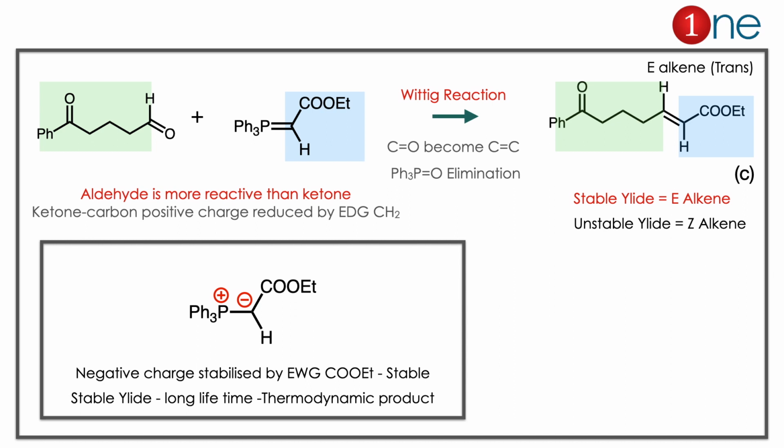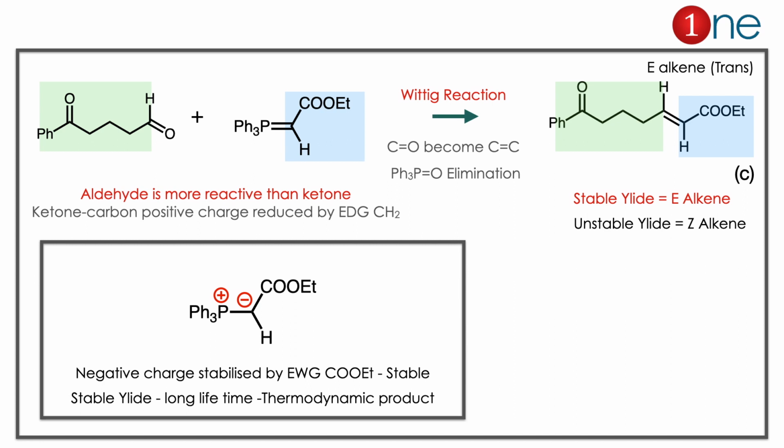Here the question is whether the E alkene or Z alkene will be formed. Here the E alkene will be formed. Let us see why. Because if the ylide is stable, the alkene will be in the E position. The stable ylide has a long lifetime, so it converts into the thermodynamically stable E form. The stability comes from the electron withdrawing ability of COOEt, because it is near the negative charge. It withdraws the electron and stabilizes the negative charge there. So it's a stabilized ylide.